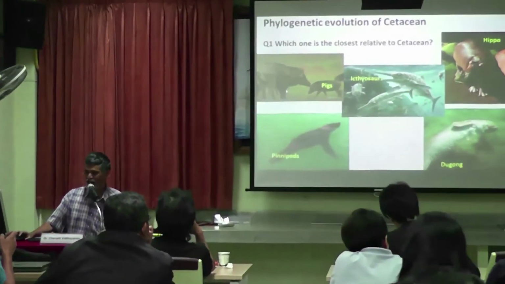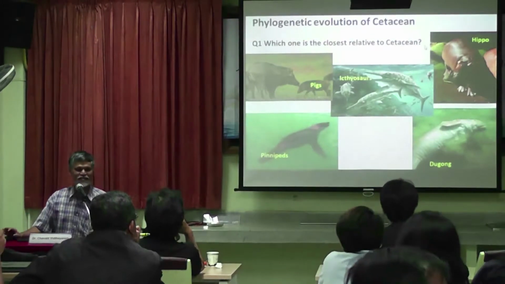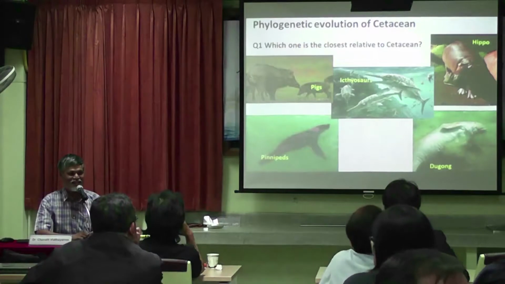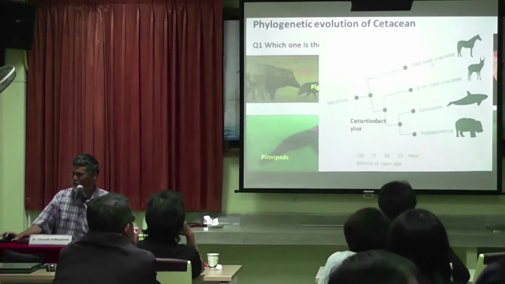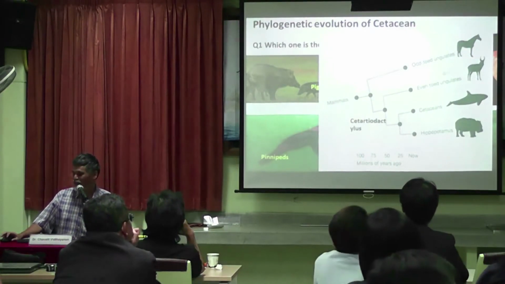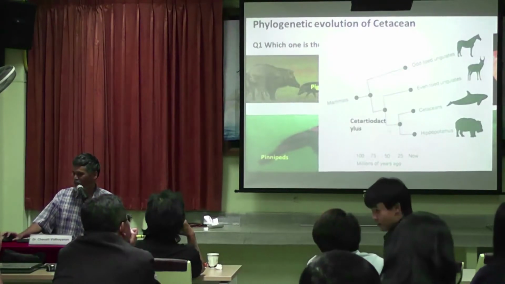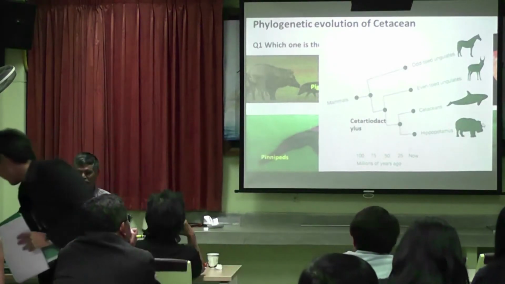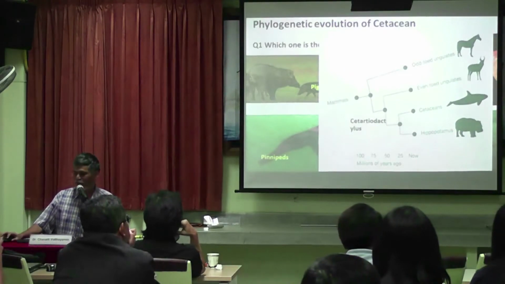So another test: which one is the close relative of the cetacean? In this picture, which one is the closest? Very good, right, hippopotamus. We found that the odd-toed ungulates, something like horse and rhinoceros, even deer and cow, are less close. So the cetacea are very close relatives to the hippopotamus, including their DNA, their behavior, their physiology, and some anatomical features.